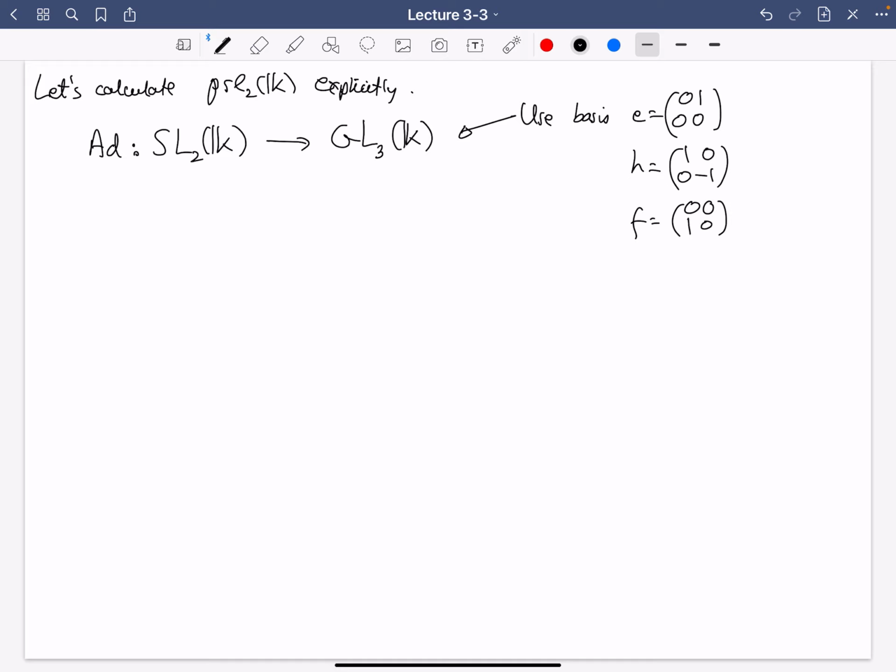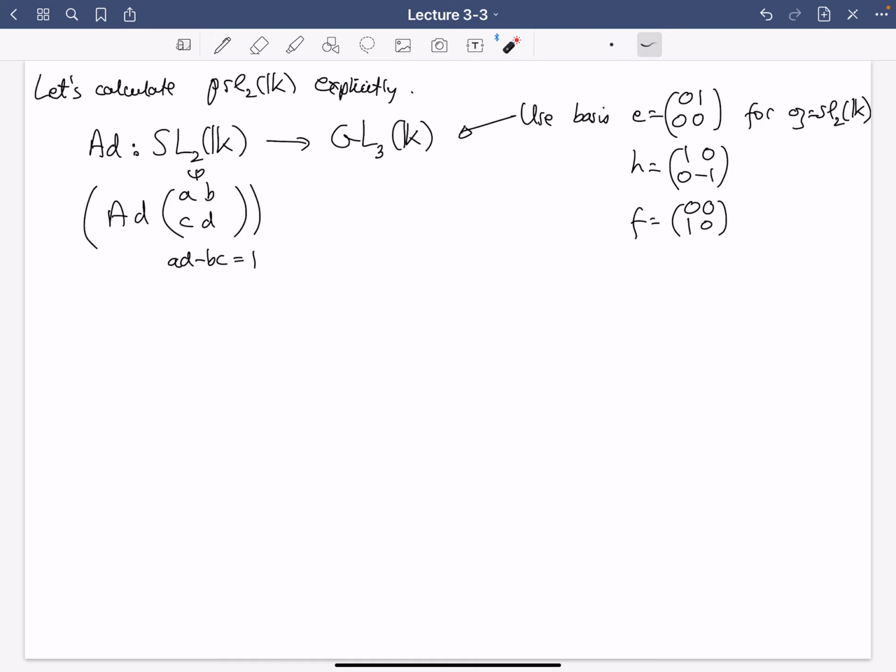And so that's a basis for the Lie algebra SL2 of K. Okay, so far this is in any characteristic. So what does this adjoint representation do? Let's take some invertible, in fact determinant 1, 2 by 2 matrix in the group SL2, and let's calculate what Ad of it does to our basis.